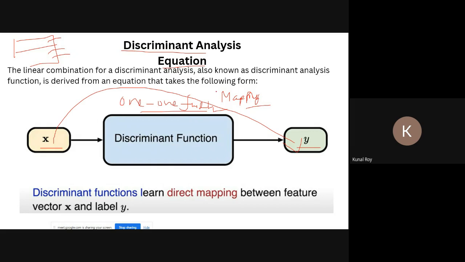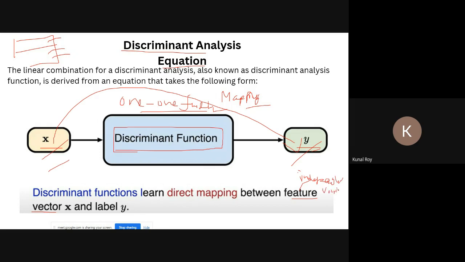Before forming an equation, we have to make a discriminant function. How can we make this discriminant function? We have to map x and we have to map y. Now what is x, what is y? x is a feature vector. A feature vector is the same thing as an independent variable.